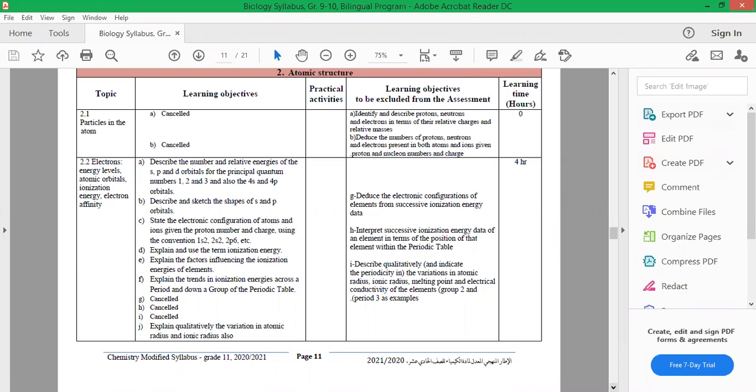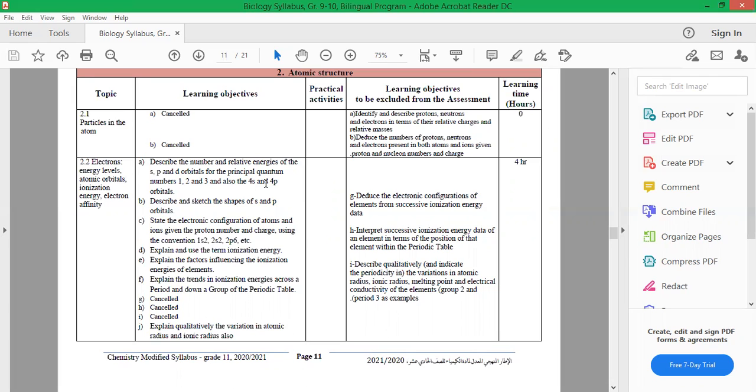Which one has the lowest energy from S, P, and D? S has the lowest energy, good. Then P and then D. Then what do you know about the principal quantum number? N1, N2, N3, and N4. We have four energy levels, or you can call them principal quantum shells or numbers.